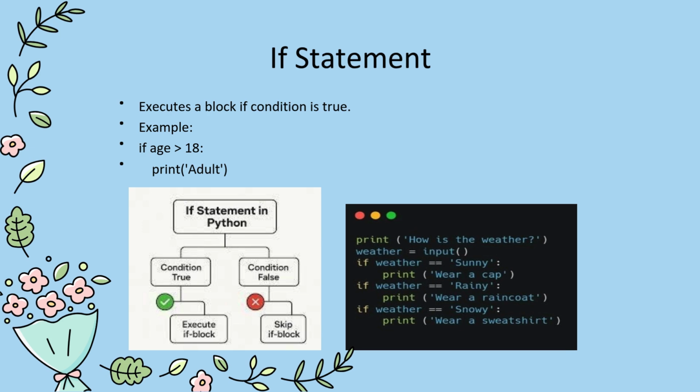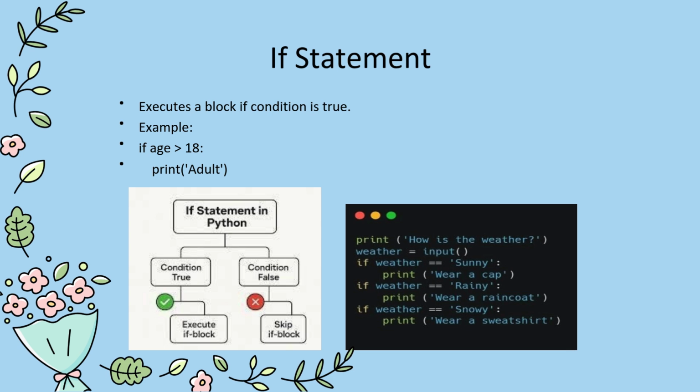Let's imagine a simple real-life example to understand the idea better. Think of a classroom rule. If you score more than 90, you get a certificate. Here the condition is scoring more than 90. Only students who meet this condition get the certificate. Others simply move on, no action is taken. This is exactly how Python's if statement works.